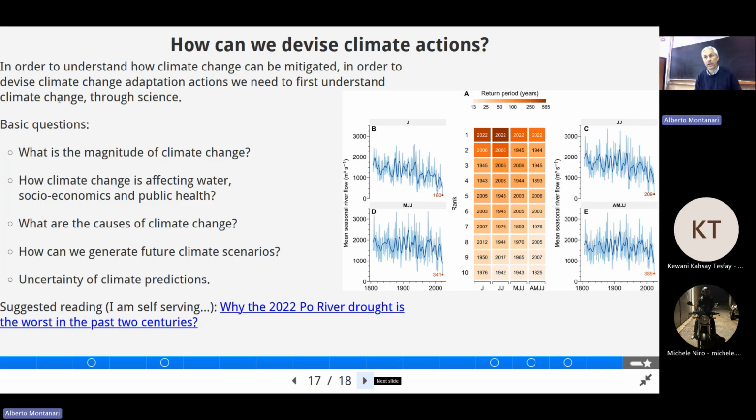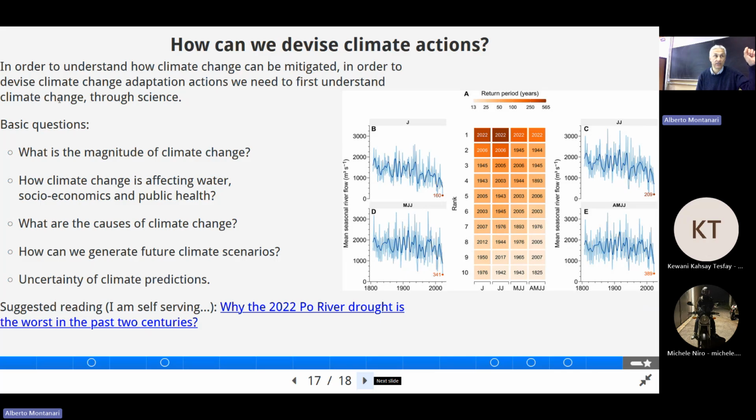And the way we did it was to look at the average flows in each year during 4 seasons. First, we look at the average flow of July each year. So the series is 200 years long. We got 200 values of average July flow. And what we assessed is that if we look at July, it is indeed a record-breaking drought. It is at the first position in the table.